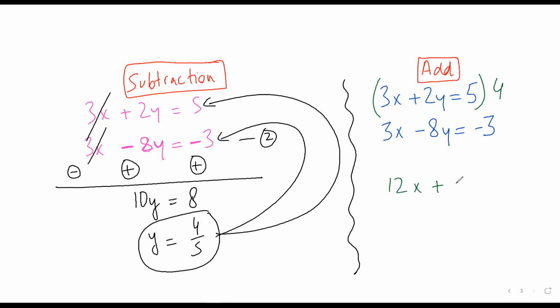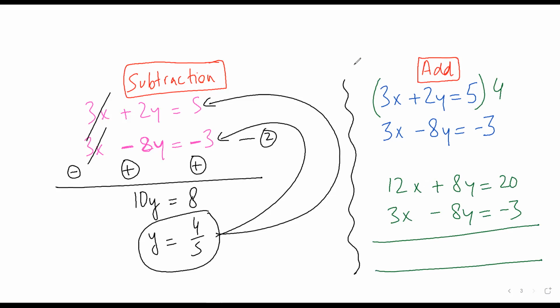So this will be 12x plus 8y is equal to 20. The second equation would remain the same. And then what I can do, I can simply add the two equations. And please remember, when I add the two equations, I do not change the sign. Okay, sir. So this will be 15x, 8y minus 8y is 0, has got eliminated. And this is equal to 20 minus 3 is equal to 17. x is equal to 17 by 15. And then I can use the value of x and put in either 1 or 2.